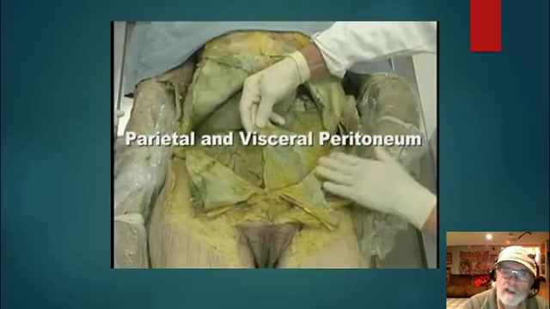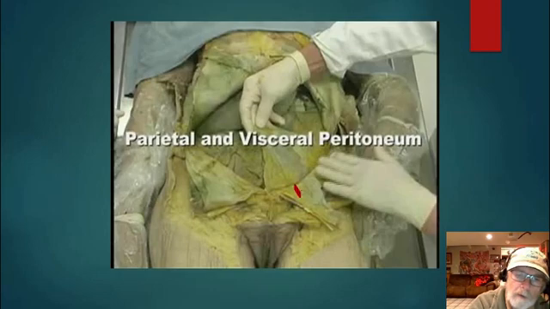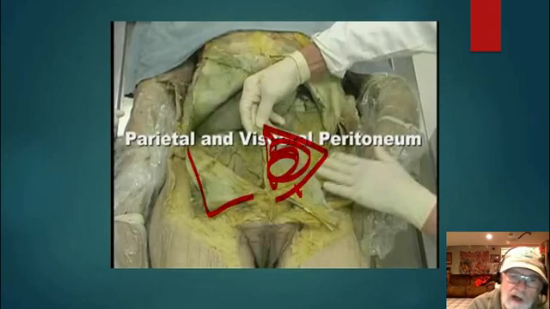And this is just looking at the peritoneum. What they've done is, this is what they folded back in here. This area here, that little tab of stuff. You can see a little tab right there. That would be called the parietal peritoneum. That would be actually lining the inside of the abdominal wall.